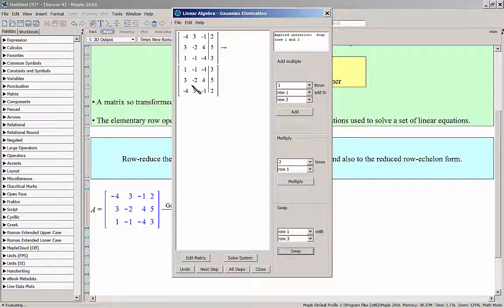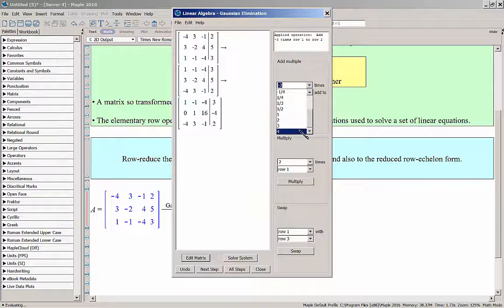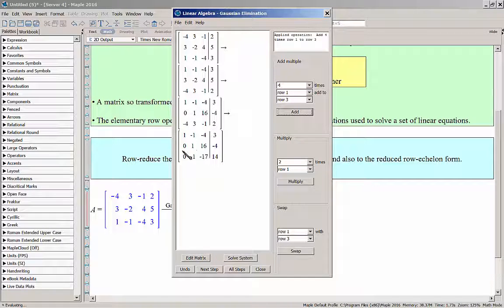And the way I'll do that is I will multiply row 1 by negative 3. So I'm going to multiply row 1 by negative 3 and add that to row 2. And then I'm going to multiply row 1 by 4 and add that to row 3. So I have these two zeros. And now I want to make use of row 2 to make a 0 in column 2, row 3. And to do that, I simply add row 2 to row 3.